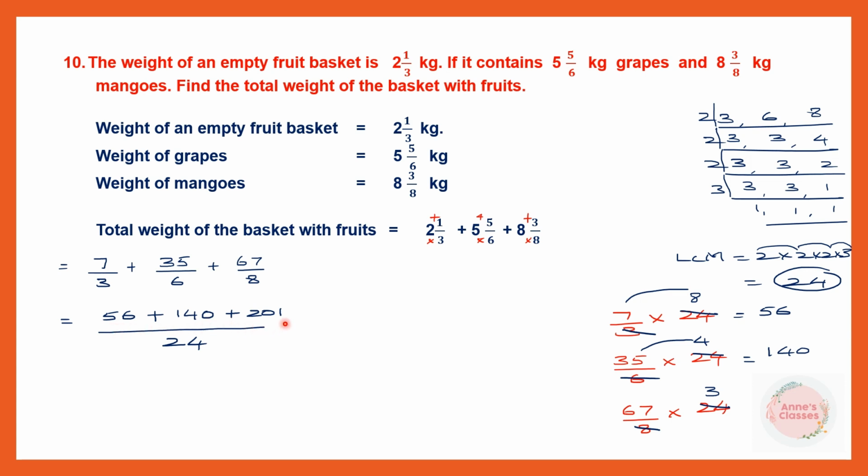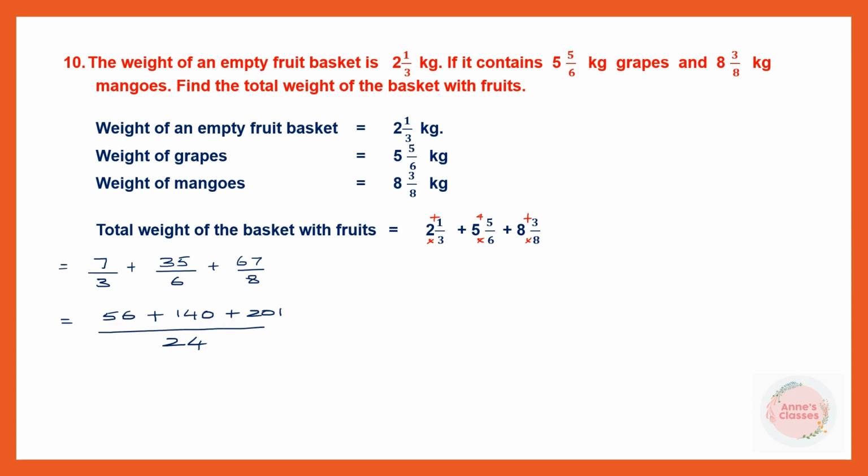So now we have the three numerators. Let's add up these three numerators. So when you add up all three, you get 397 as a numerator, and in the denominator we have 24.